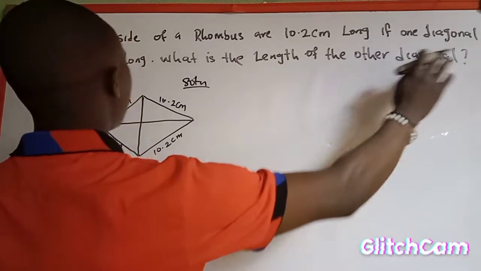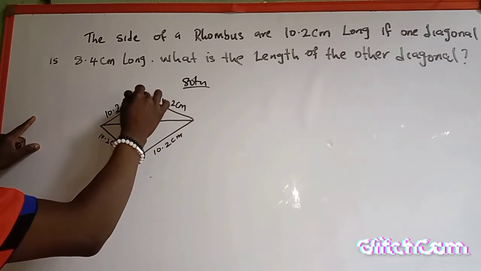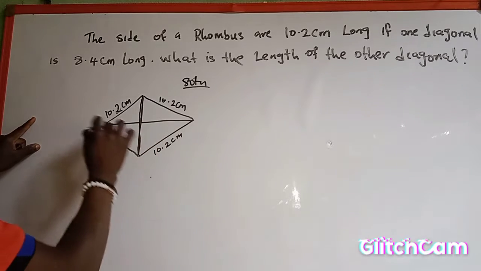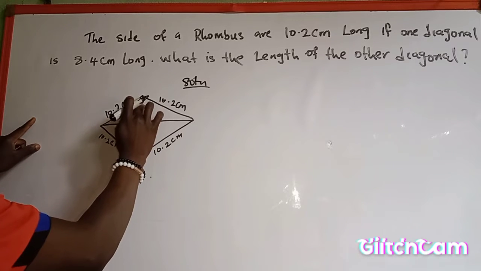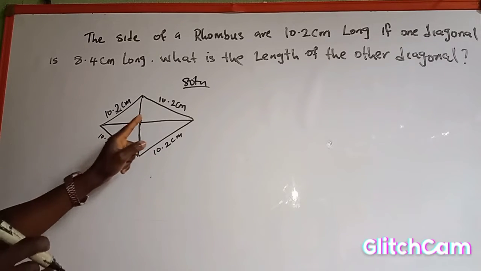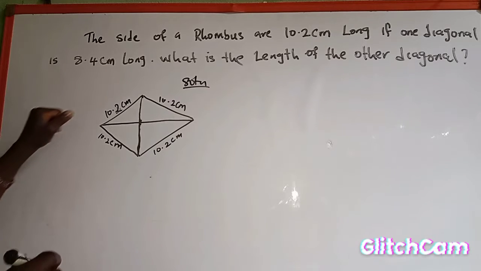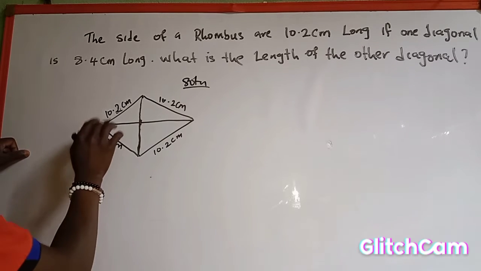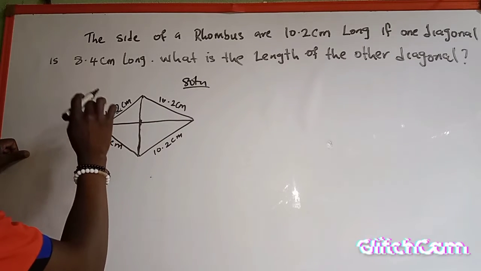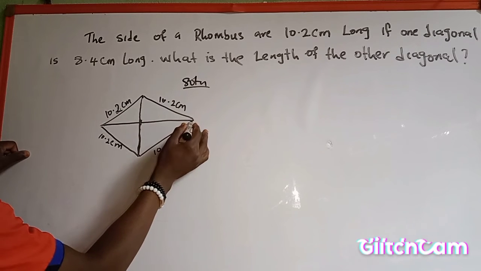It says if one diagonal is 8.4 centimeter long, this is the diagonal. This is the first diagonal and this is the second diagonal. We have two diagonal lines inside this rhombus. They say if the one diagonal is 8.4 centimeter. So let's assume this is the first diagonal, which is 8.4 centimeter. So from here to this place is 8.4 centimeter.